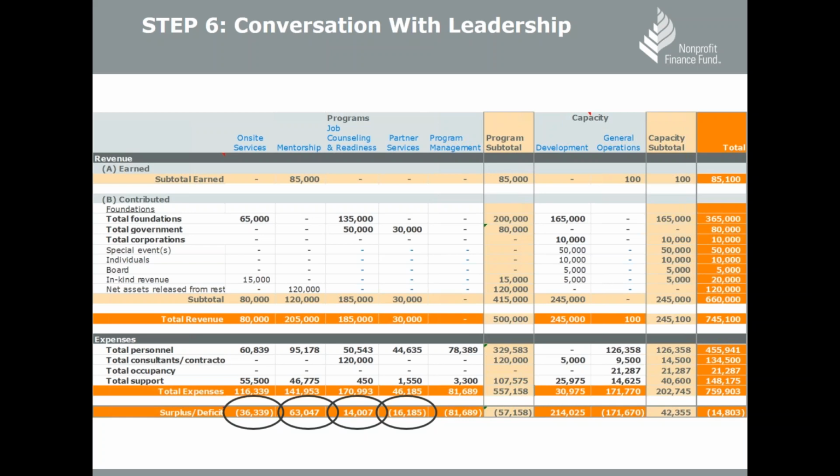On the capacity side, it produces a surplus, primarily the result of a handful of small to medium-sized foundations that provide general operating support. The organizational $15,000 deficit is relatively small, and some may even consider this break-even results, and not necessarily bad. An organization, particularly during a recession, may actually choose to break even or endure a small deficit rather than making cuts to staff or programs.